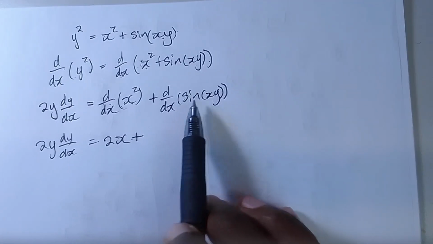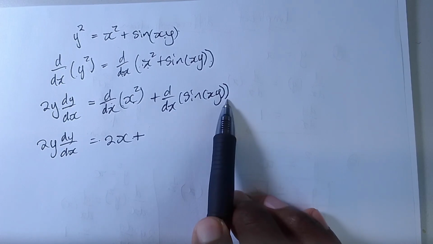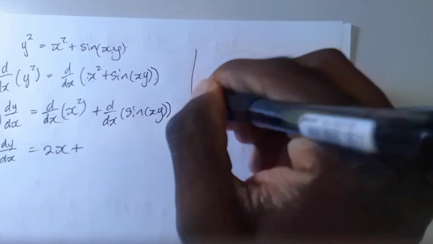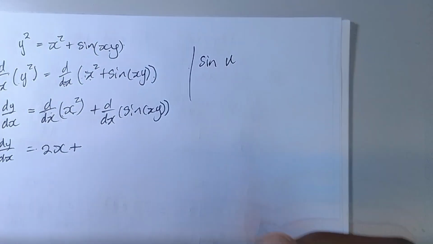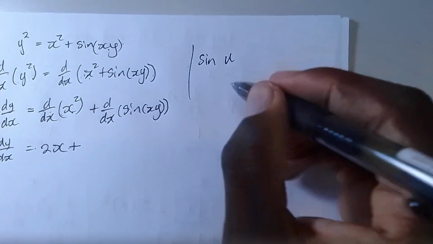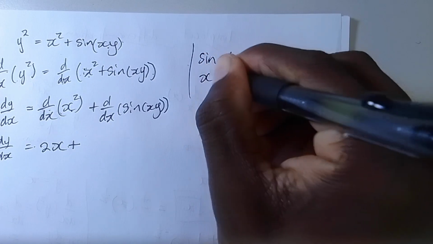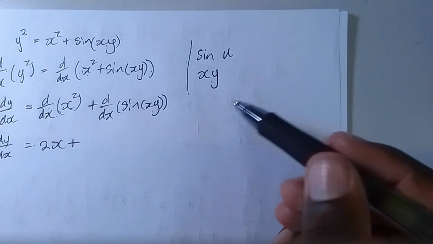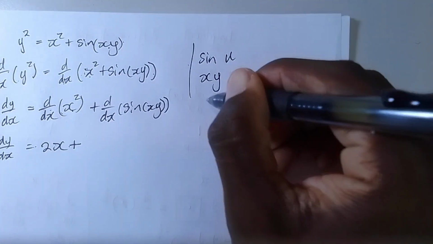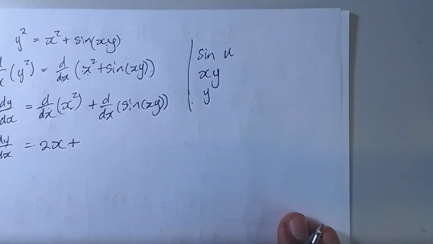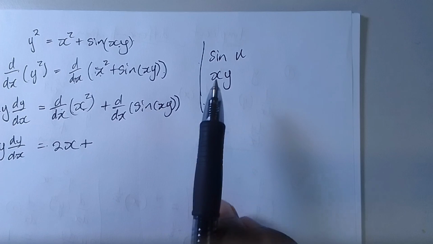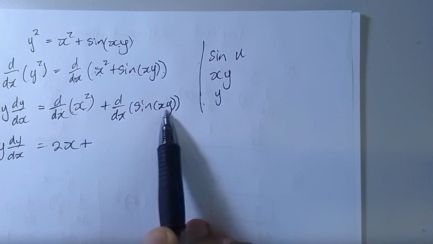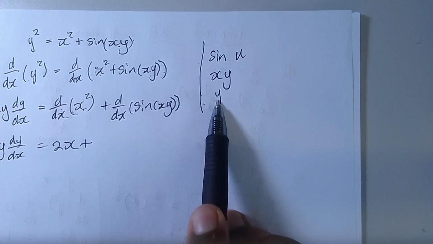We are looking for the derivative of sine xy. This has an outside function, which is sine of something, and then it has an inside function, which is x times y, and then it has a function again, which is y. It's a bit tricky, but you get used to it. So the first function is sine of something, the second function is xy, and the third function is just y.